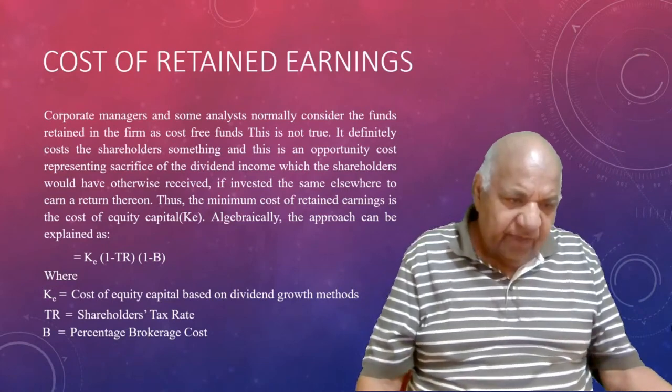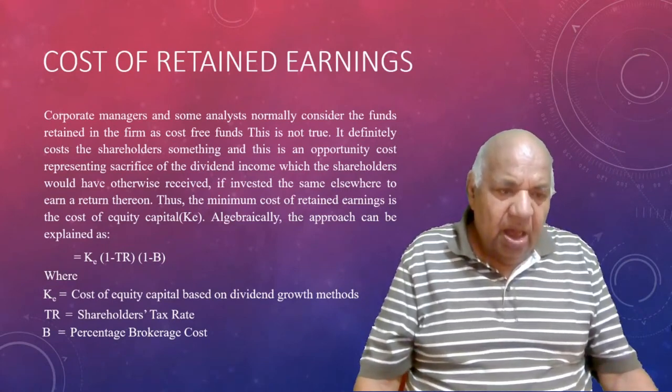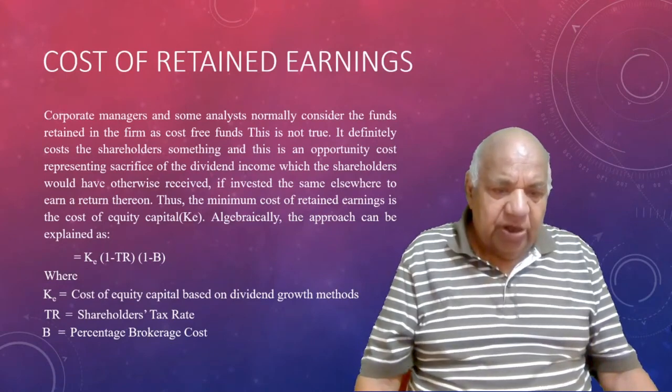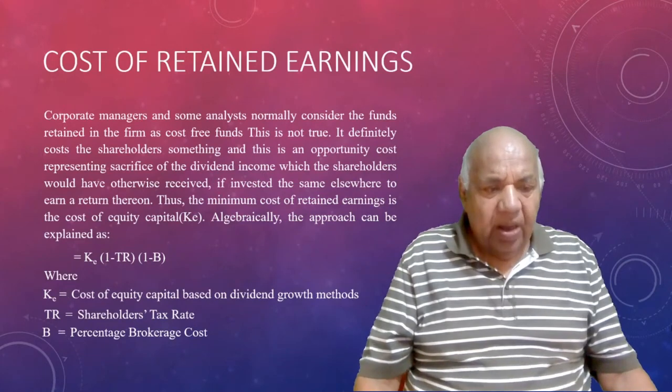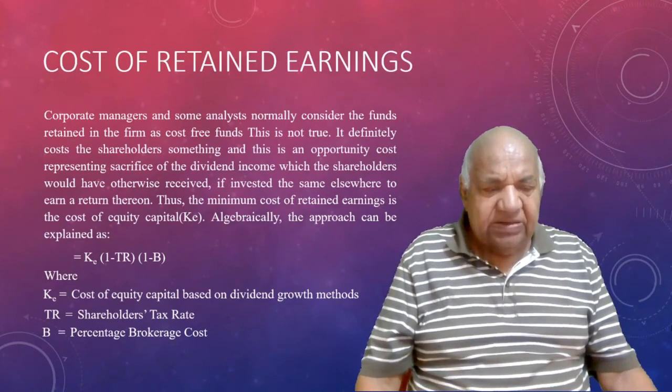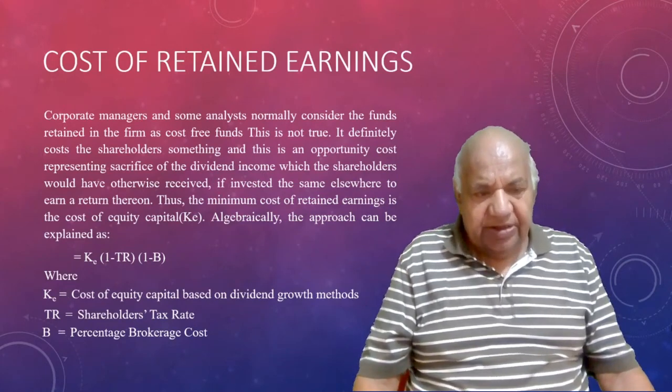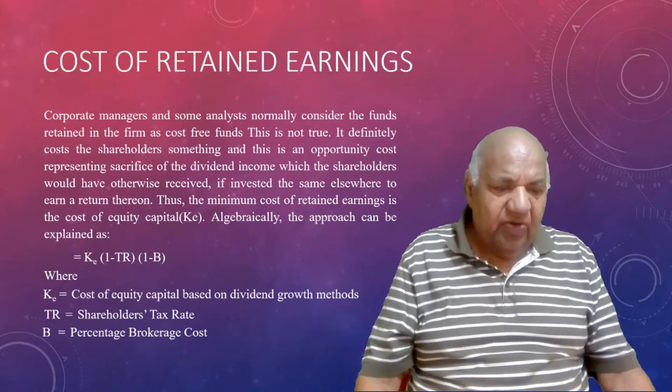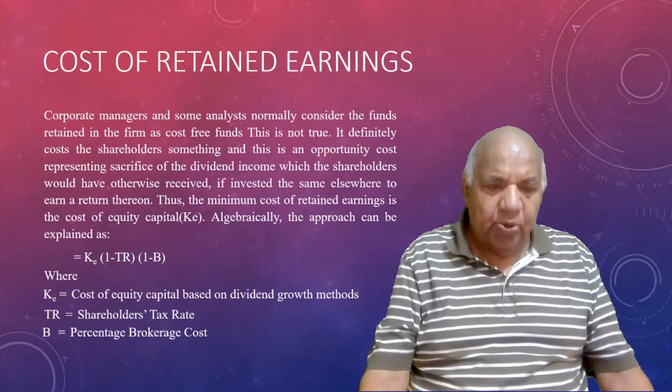Or you may say the formula: cost of equity capital based on dividend growth methods multiplied by 1 minus shareholders tax rate, and again multiplied by 1 minus percentage brokerage cost.